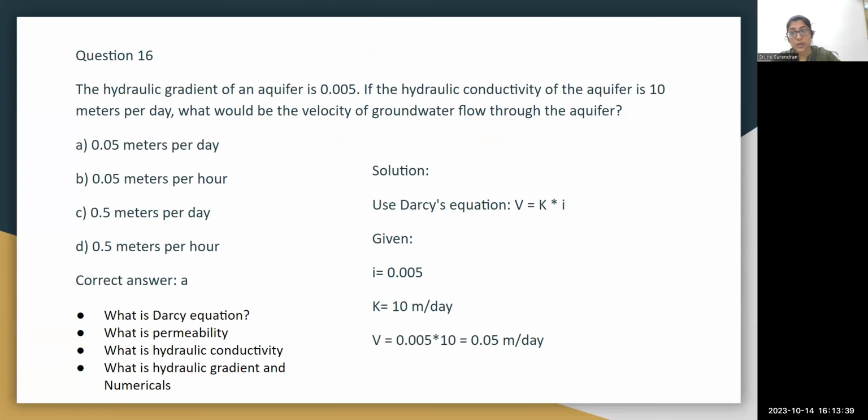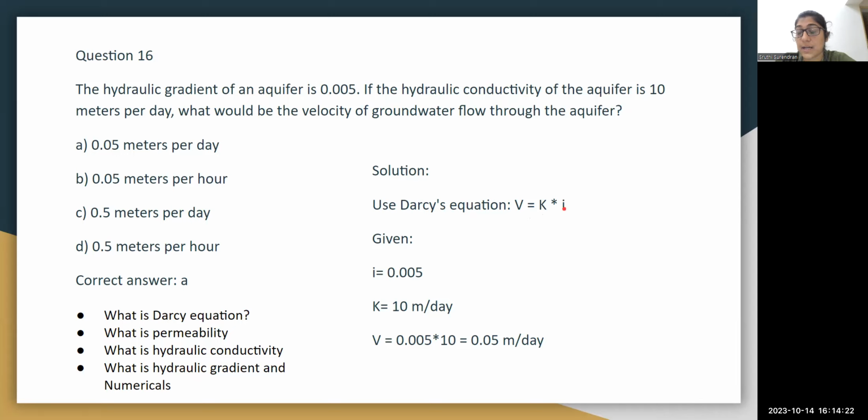Then another area of focus, and a very important one, is Darcy's equation, which gives us the relation between the velocity of the water flowing through the soil particles, the hydraulic conductivity of the material, and the hydraulic gradient. Hydraulic conductivity is the coefficient representing the property called permeability of the aquifer material. Permeability is the property that gives us an idea about the ease with which water will flow through the aquifer.